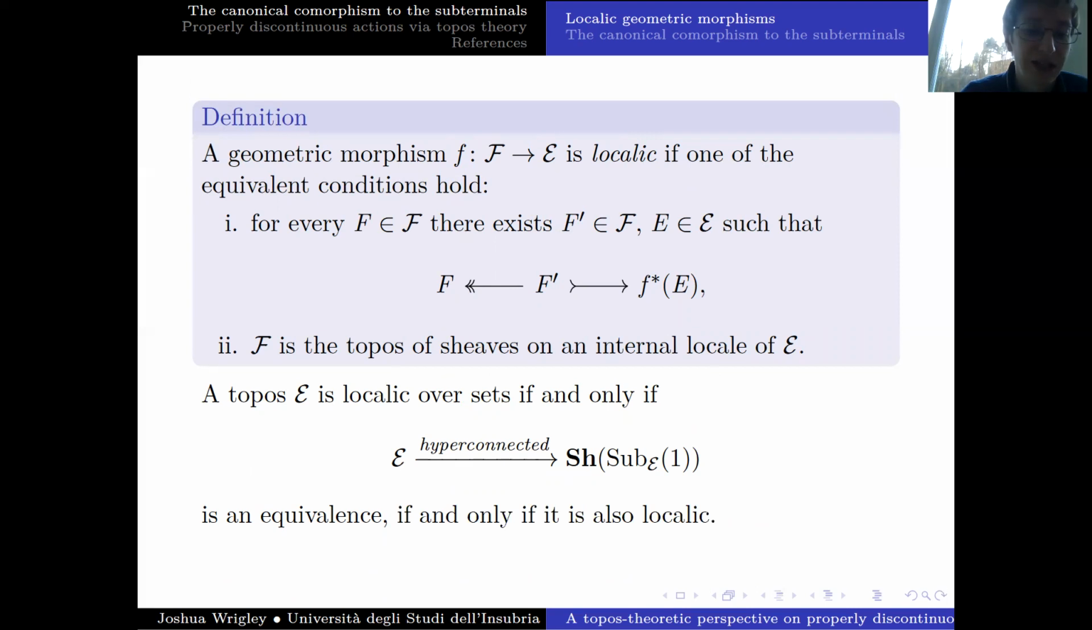And since this is an orthogonal factorization system, something is an equivalence if and only if it's both hyperconnected and localic. So this hyperconnected part of the factorization to the sheaves on the subterminals is an equivalence if and only if it's also localic. Now, what we're going to develop here is an entirely site-theoretic way of checking whether this geometric morphism is localic.